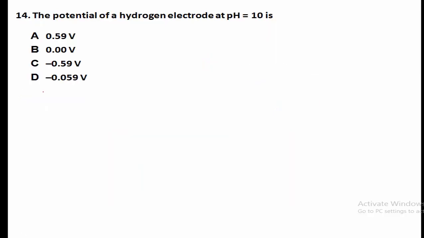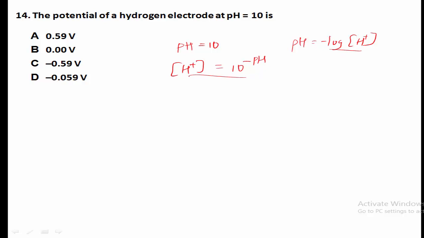And 14th one: the potential of a hydrogen electrode at pH 10 is... So pH is 10. What is the standard hydrogen electrode potential? Using the formula, [H⁺] is equal to 10⁻ᵖᴴ, because you know pH is equal to the negative logarithm of the H⁺ ion concentration. So we can write it in this form. Now the concentration of H⁺ ions will be equal to 10⁻¹⁰ M, because pH is 10.